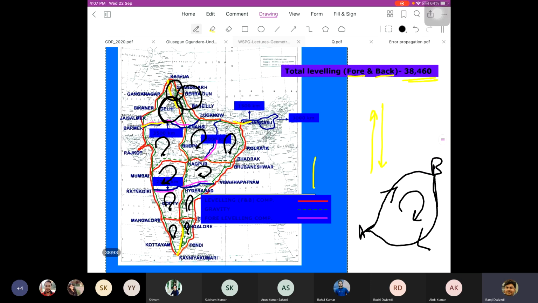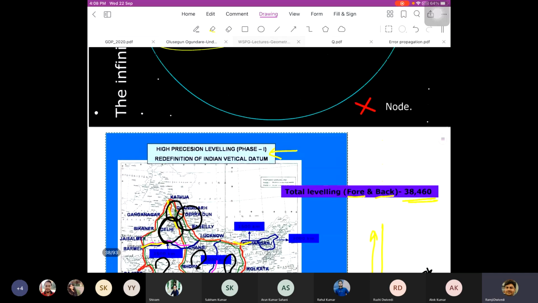So these are the loop closures which we are more interested in as geoinformatics students, because you are reading the subject of geospatial data processing, where you will be taking one example. This is the beauty. You will be taking one example of a leveling network adjustment problem, where you will see how you have estimated the height of any point with the help of an adjustment process. So we will see that example in our theory course, but you need to understand the network.